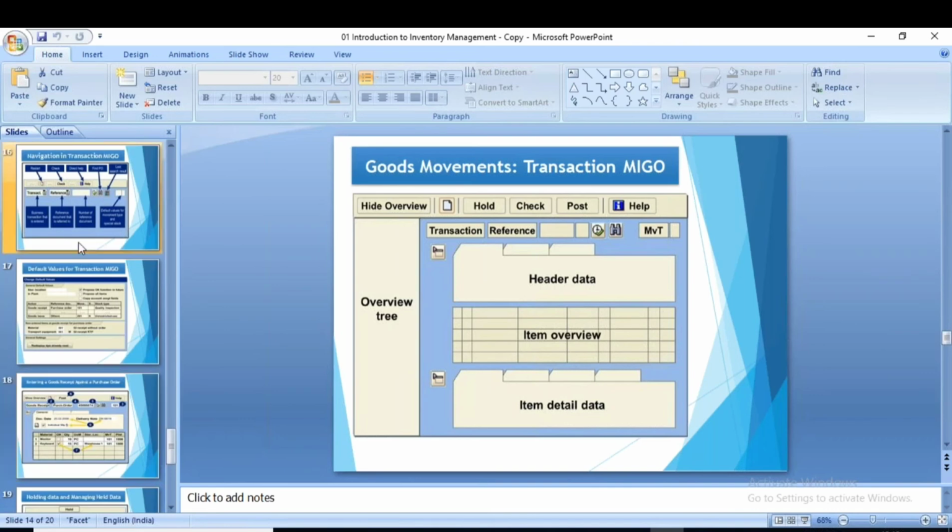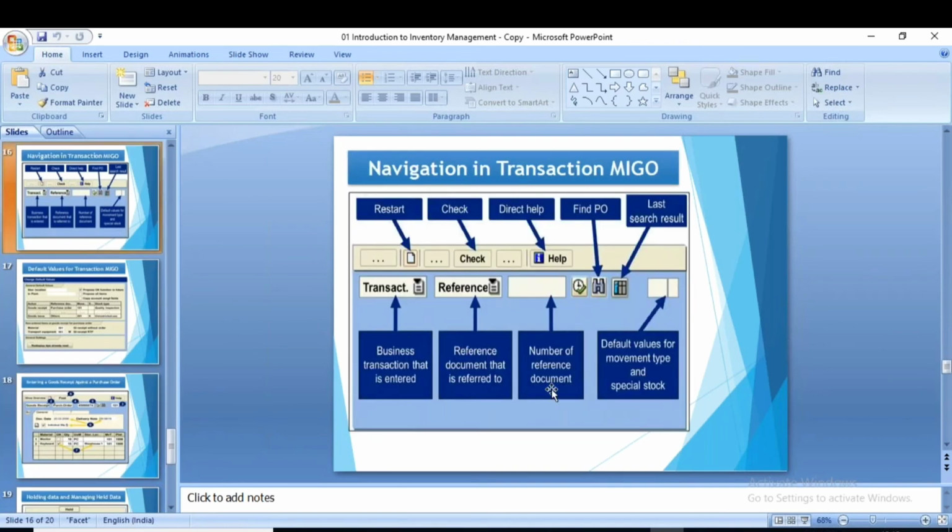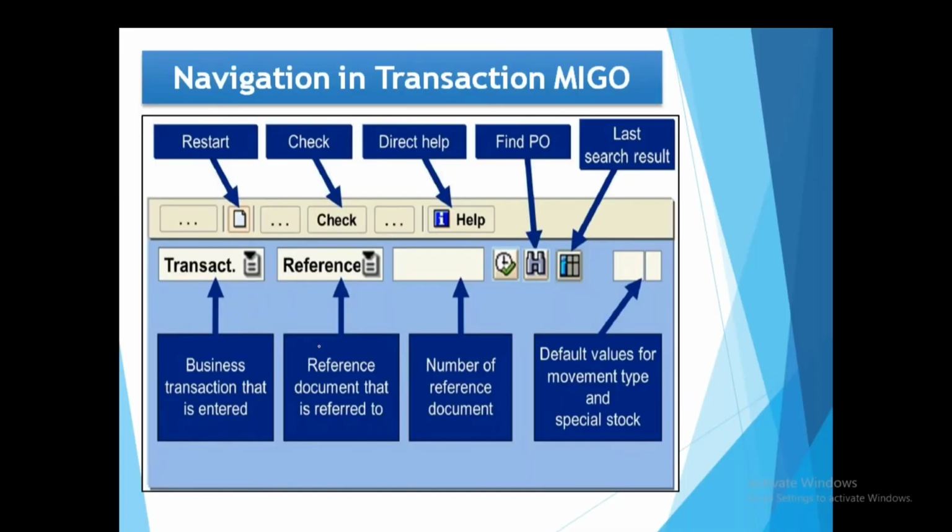Now next we will discuss navigation in transaction MIGO. Basically, navigation happens like this. You have a transaction, which is the business transaction you are going to carry out. Next there is a reference field, the reference document that is referred to, and the number of the reference document. You have the movement types; automatically the system will propose the movement type. We will discuss movement type at a later point of time. And you have some other buttons, restart, check, all those buttons.